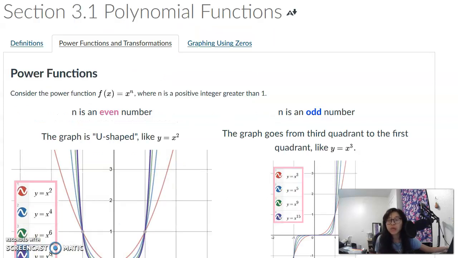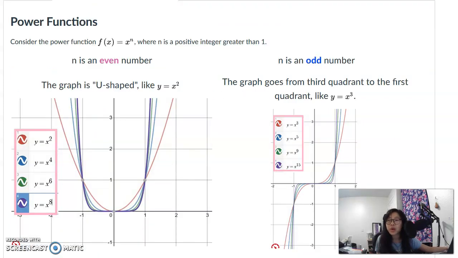Graphing a polynomial function by transformation is more like an extension of section 1.5, transformations. But this time we'll start with the power functions y equals x to the nth. We will have two different cases. When n is an even number, you'll have functions like y equals x squared, y equals x to the fourth, y equals x to the sixth, and so on.